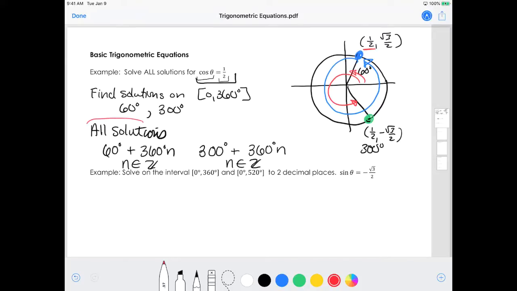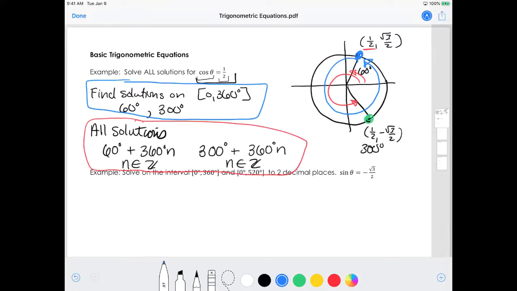So if I ask you to find all solutions, you have to take into consideration that you could have multiple rotations and you would still get 1/2 for the x coordinate. If I asked you for just solutions on the first rotation from 0 to 360, then you would just list 60 degrees and 300 degrees. And keep in mind, too, that if I told you to find all solutions from 0 to 2 pi, that's still asking the same thing. I'm asking you to do it on the first rotation, but since I'm giving it to you in radians, I'm expecting the answer to be in radians.